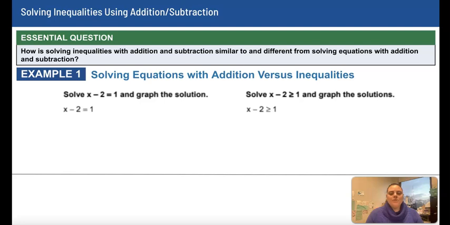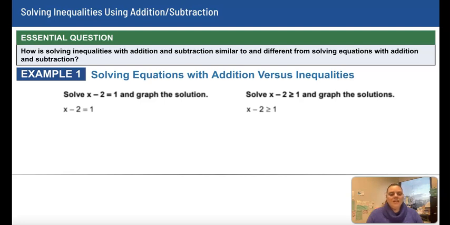Here is our essential question for you to write down in your notes. Please pause the video now and write this into your notes. How is solving inequalities with addition and subtraction similar to and different from solving equations with addition and subtraction?